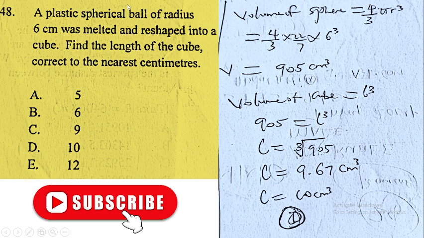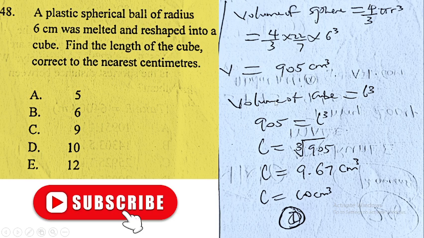But in this case, I use the volume of the two solid shapes. So if they use the sphere to form a cube, I can find the volume of the sphere, which is going to be equal to the volume of the cube. So when I find the volume of the sphere, which is 4 over 3 pi r cubed, put the values of the radius as 6, then we have a volume of 905 centimeter cube. So the volume of the sphere will be equal to the volume of the cube.